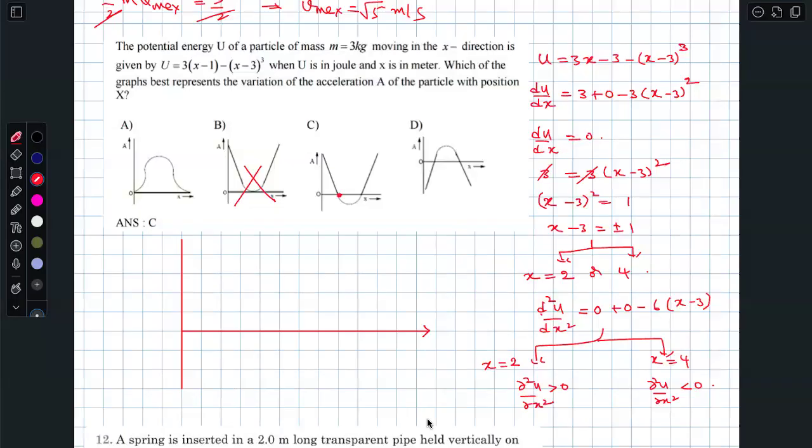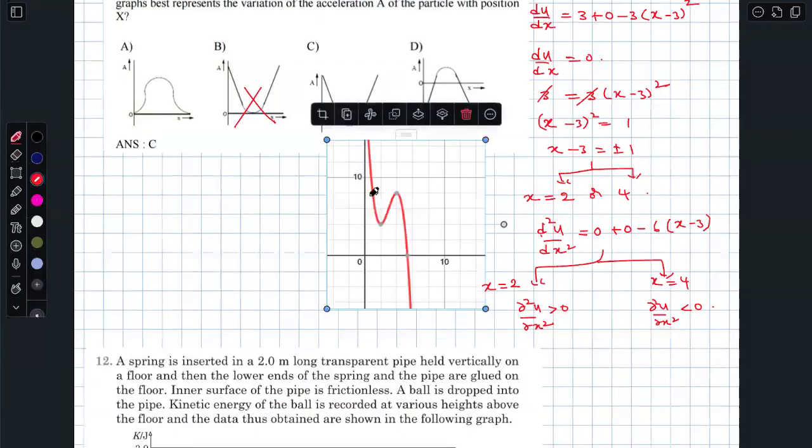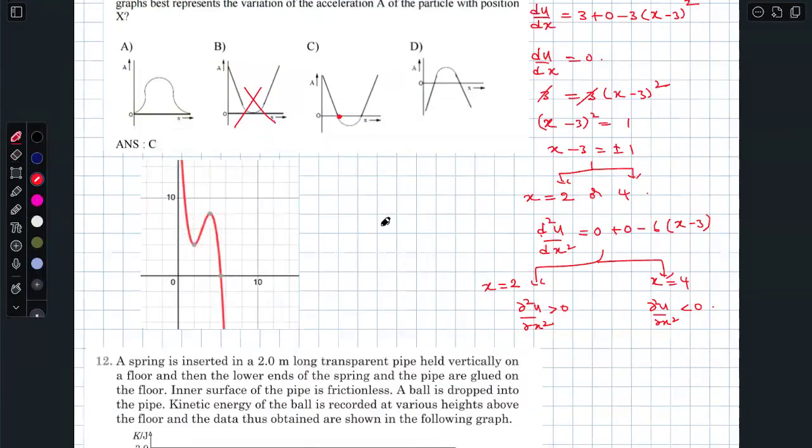Okay. Those who are away from here, don't worry. I have done that work. Here is the output from the Desmos, which clearly indicates this is the stable equilibrium position. This is the unstable equilibrium position.